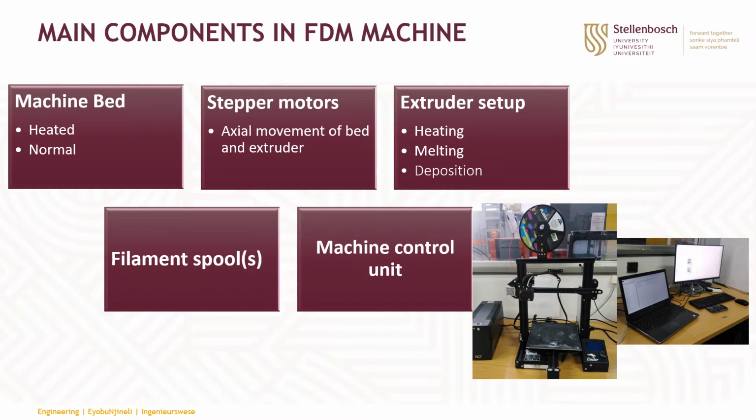Support structures may be required to print parts that are inclined at less than 45 degrees to the building plane, because new layers cannot be deposited onto thin air. Of course, this support structure is supposed to be removed after printing. Finally, there is the machine control unit, where instructions are given to the machine in the form of G-code.